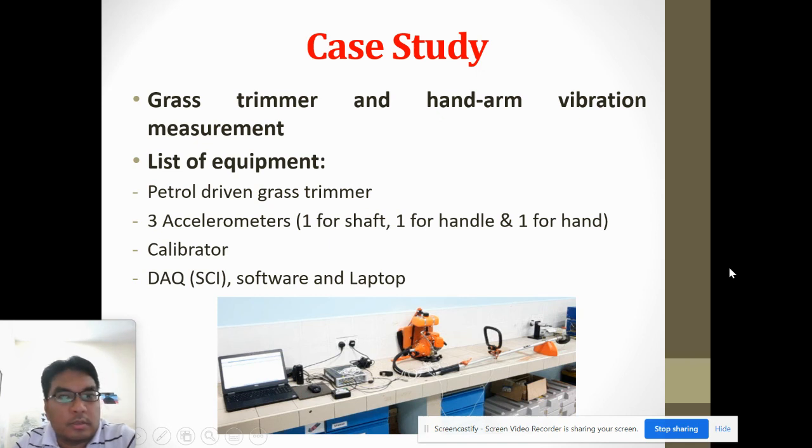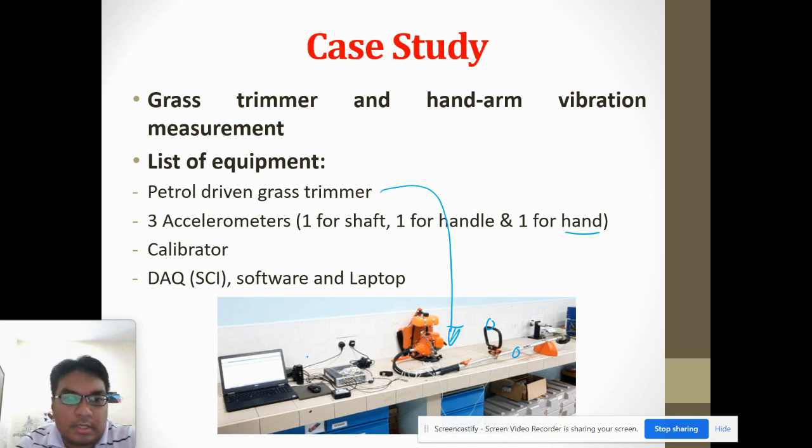So we come to our last slide. This is the case study, for which I produced another video for you to have a clearer understanding of the method of instrumentation, how to mount the instruments, and how to measure data and so on. For this case study, we use a grass streamer and hand-arm vibration measurement. We have a list of equipment: this streamer here, 3 instruments that we mounted at the shaft, one at the handle, and one at the operator's hand.